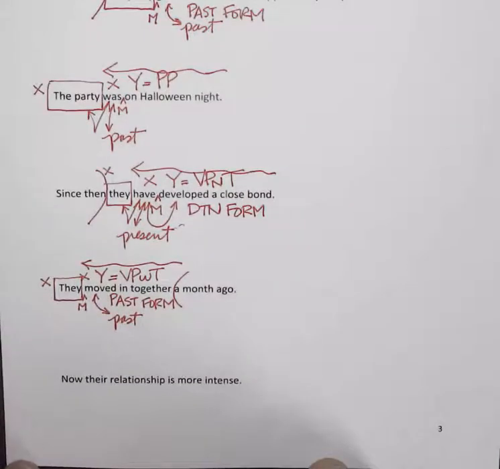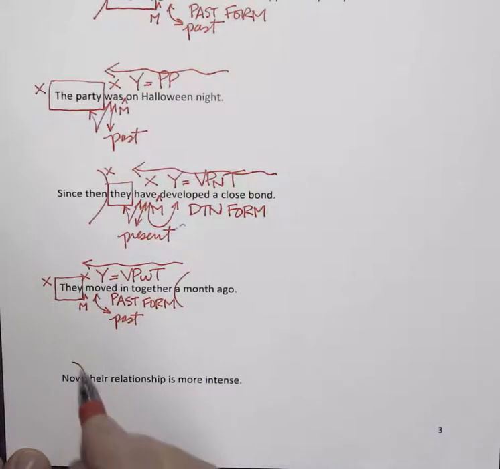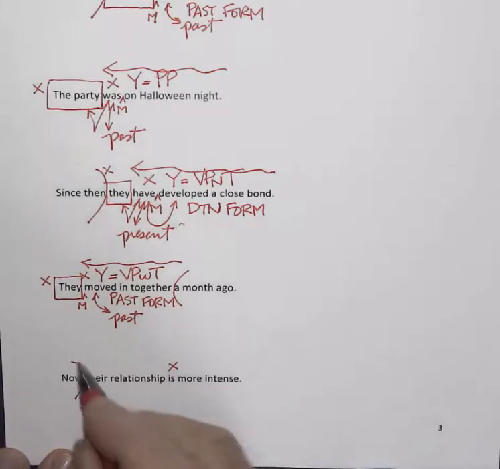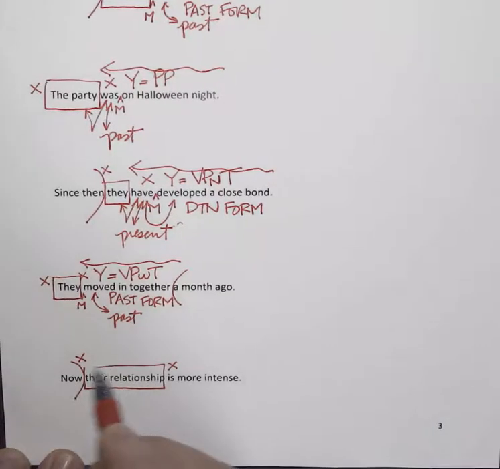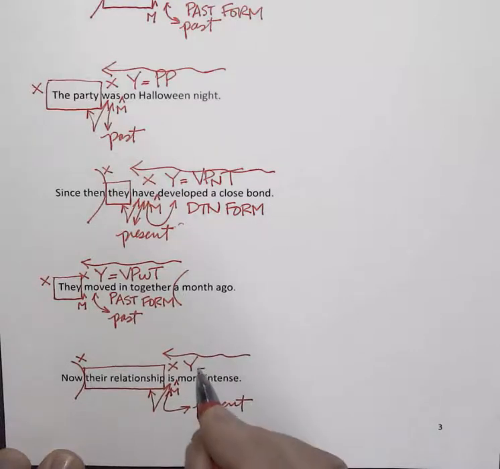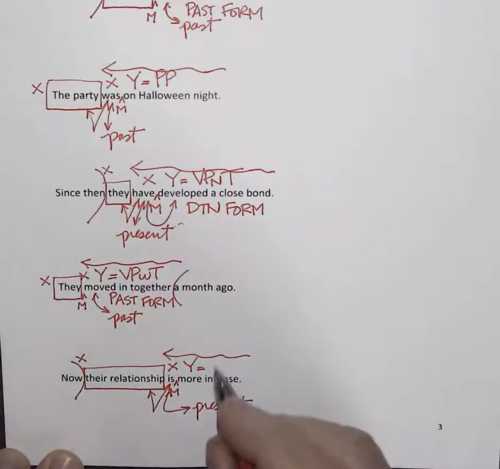Okay, and last one on this page. Now their relationship is more intense. Is this the X word? Is their relationship more intense? Their relationship is the subject, the predicate, M, and Y is more intense. You can see how more really just goes together with intense. Is ties with the subject, is ties with the present. There's no verb form. I need to name the phrase more intense. It's an adjective phrase.